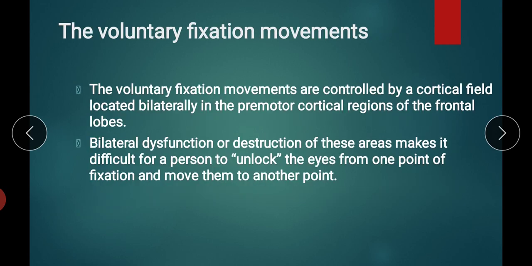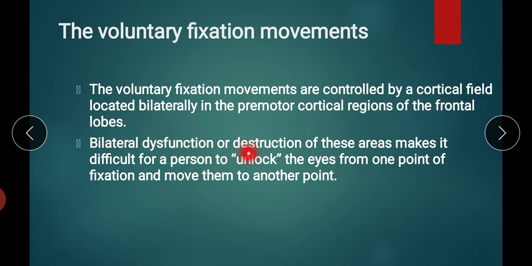Okay, so you can see here that first we see the voluntary fixation movement. The voluntary fixation movements are controlled by a cortical field located bilaterally in the premotor cortical region of the frontal lobe. Now this premotor area is where mainly the planning of all the voluntary movements occurs, not only of the extraocular muscles or muscles of the eye, but all other muscles of our body. The planning for voluntary action mainly occurs in this premotor cortical region. So this voluntary fixation area is also present in this premotor cortical region of the frontal lobe.